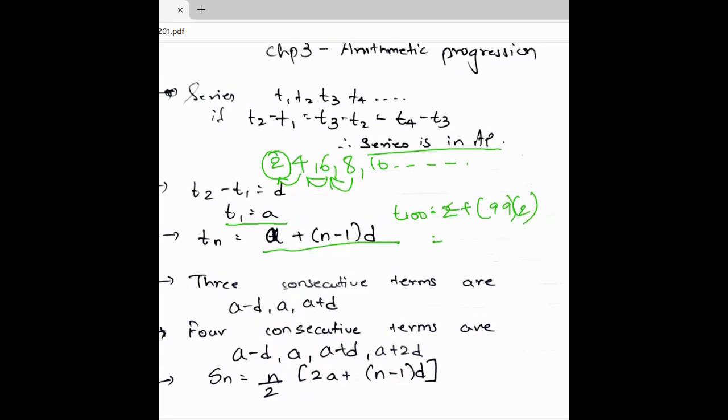If I have 3 consecutive terms which are in AP, we would write them as A minus D, A and A plus D. And if there are 4 consecutive terms which are in AP, we write A minus 3D, A minus D, A plus D, and A plus 3D.